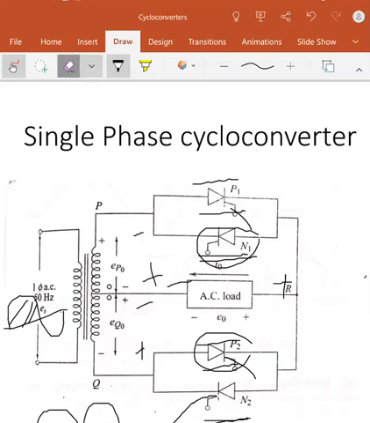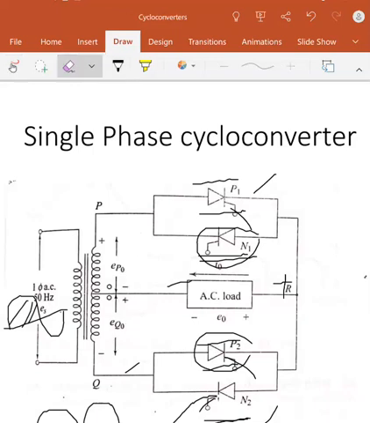Suppose we require negative half cycles. In that case we have to turn on N1 and N2. Consider the same case again: when the input is positive, both sections have their positive and negative terminals as before. In this case P1 is forward biased and N2 is forward biased. Now I just turn on N2. When I turn on N2, a negative voltage appears across the load.